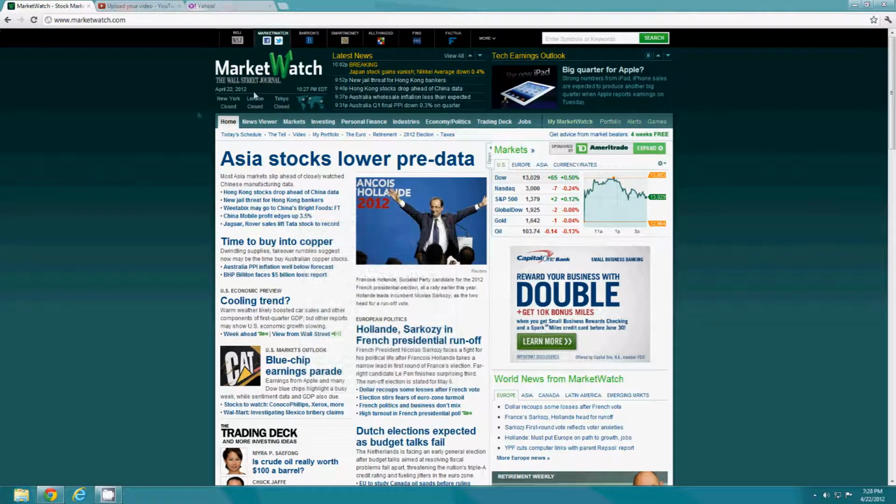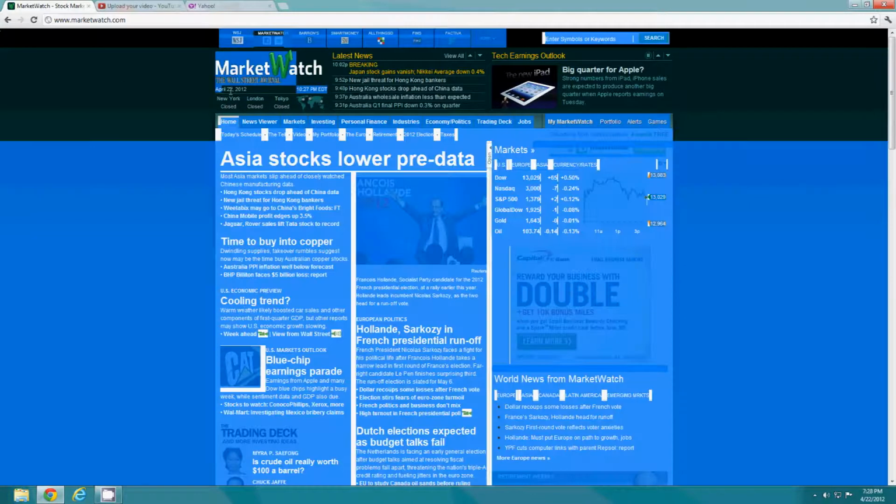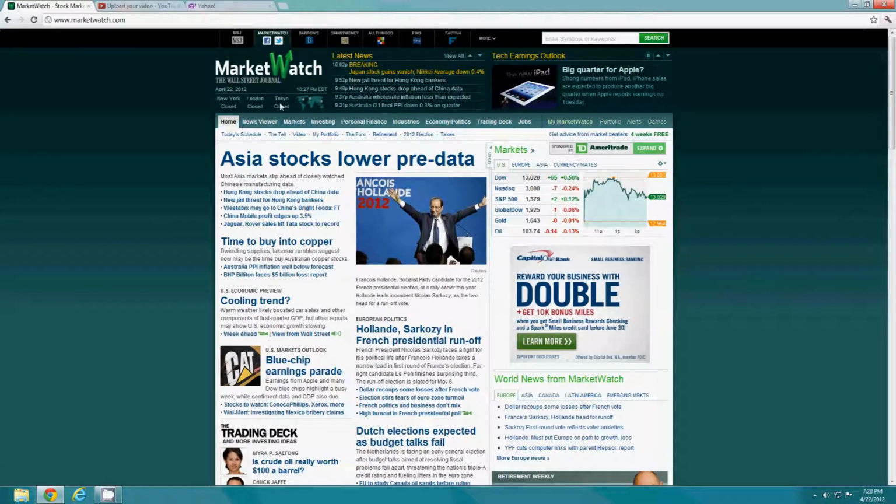This part goes through the tutorial for Market Watch, and now you're talking about the resources you have and how you should use them to buy the right stocks and hopefully win your game. So on the homepage of Market Watch, as you can already see, it shows you right here the date, time, and the three markets: the one in New York, London, and Tokyo.